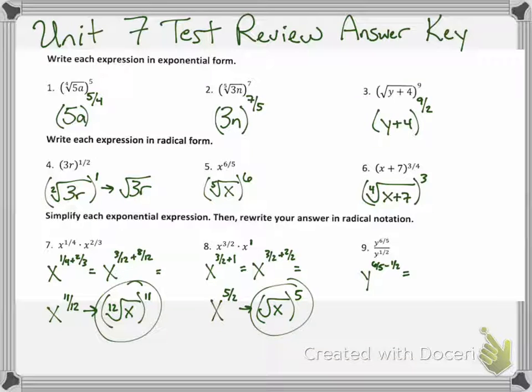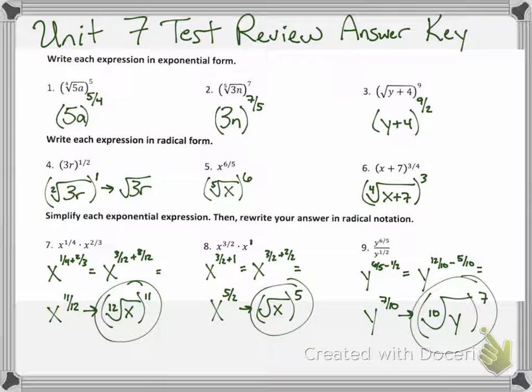Once again, I'm going to make a common denominator out of that. Common denominator between 5 and 2 is 10. So 6 over 5 is the same thing as 12 over 10. 1 over 2 is the same thing as 5 over 10. So this would simplify down to y to the 7/10 power, which in radical notation is the exact same thing as the 10th root of y raised to the 7th power.